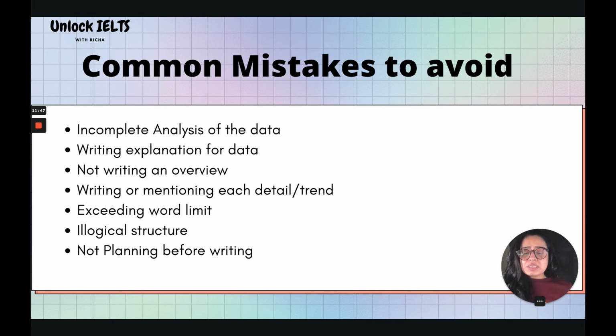The next common mistake is that you are exceeding the word limit. Although there is no upper cap on how many words you should write, I always recommend to stick between 160 to 180 words, as this bracket is healthy enough, which will give you enough time to plan your essay, write your essay, proofread your essay, and still score the desired band. Next common mistake is illogical structure. As I've already shown you the structure you need to follow, so always keep that in mind, as it will help you to logically organize your information.